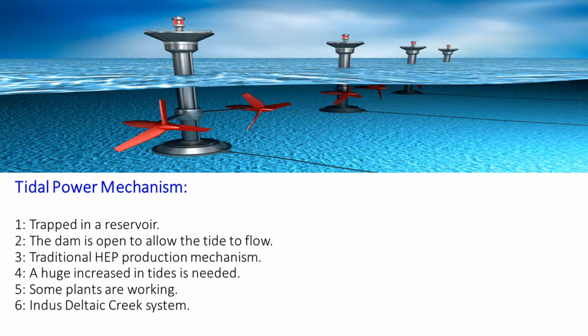6. Indus Deltic Creek System. The tidal basin of the Indus Deltic Creek system has good potential for tidal power production. It is a 170-kilometer creek system, a tidal basin, where tides flow at high speed.